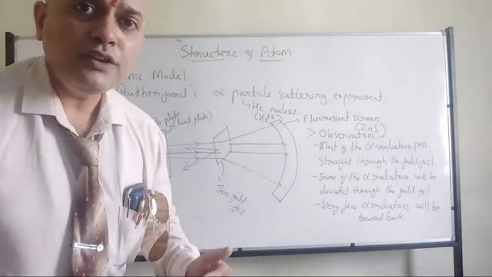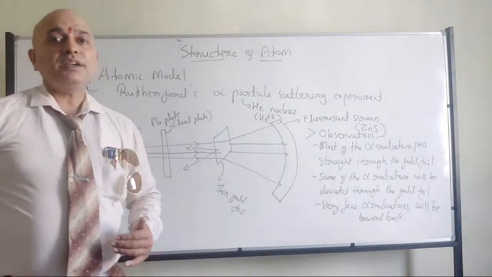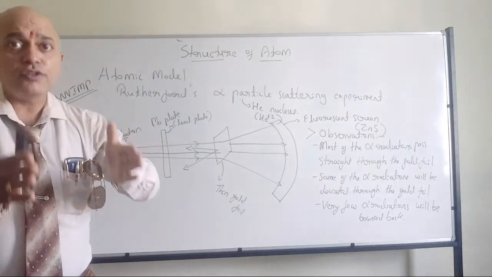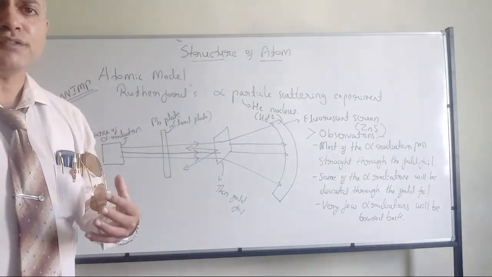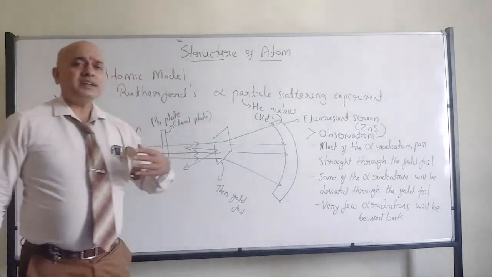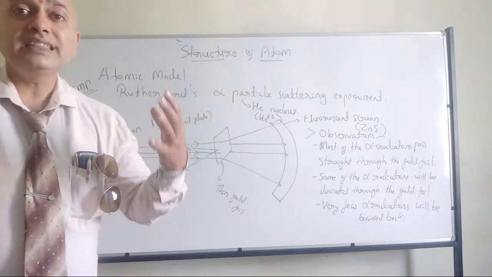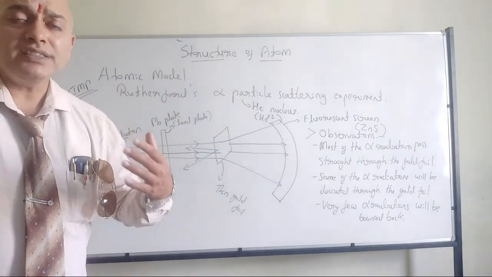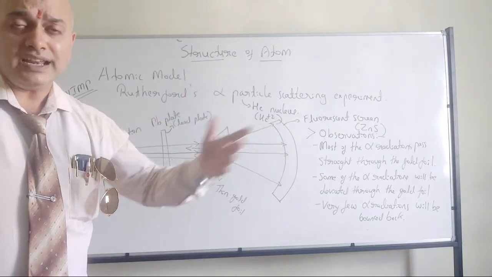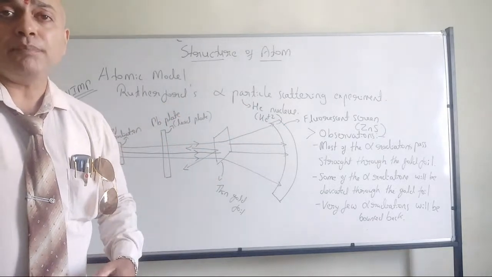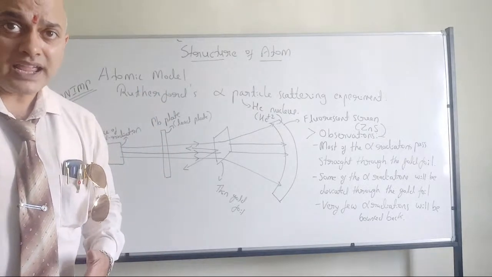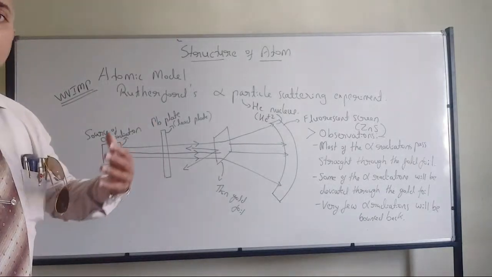Sir, why gold foil? Gold foil because we can make a thin layer of gold, as we all know it's a soft metal. What we want here is a thin layer of a metal. If I have a thick one, there can be interaction of radiation with one layer with another layer, and we don't want that to happen. We want a metal plate as thin as possible. So that might be the reason he chose gold foil.